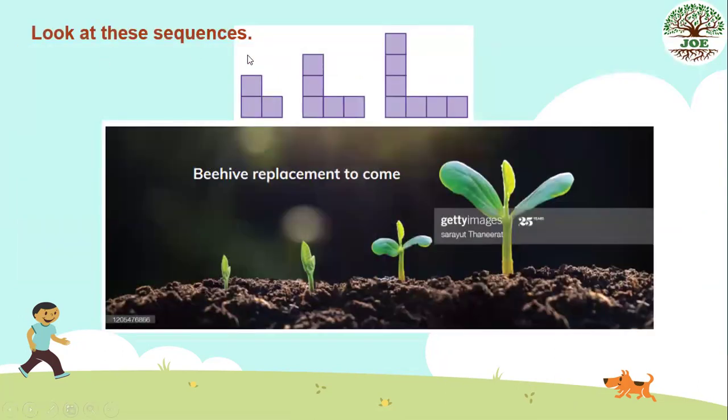So look at these sequences. Sequences are numbers that increase by an equal amount or decrease by an equal amount. These are increasing by equal amounts: 2, 4, 6. This is increasing, and these are examples of sequences.